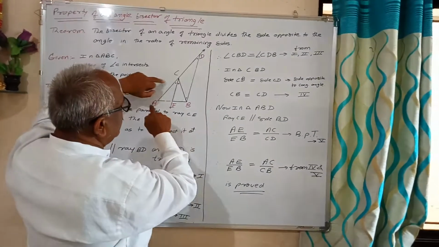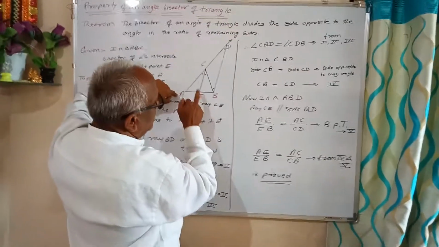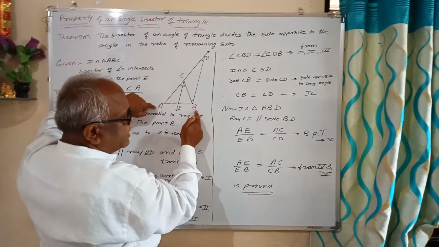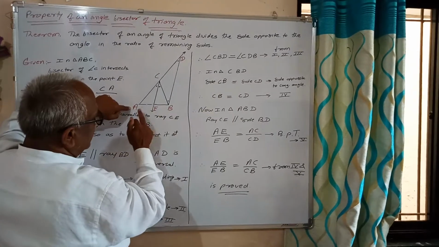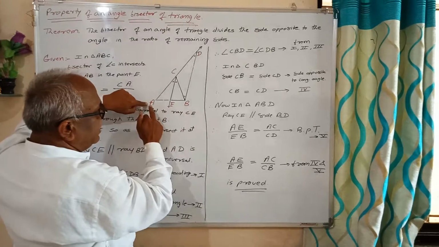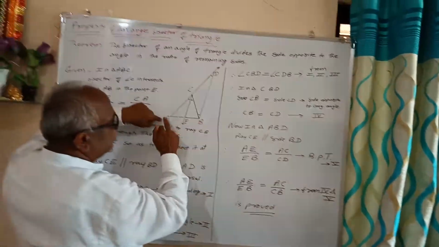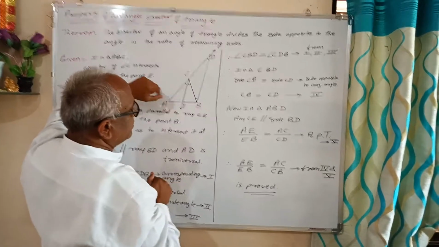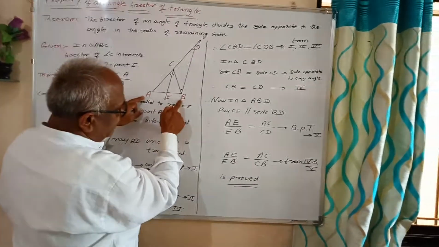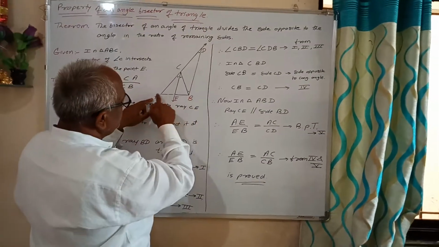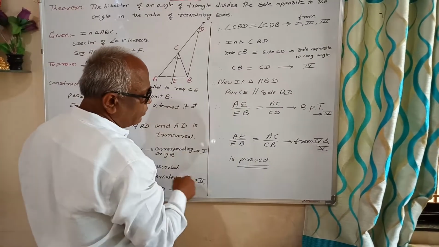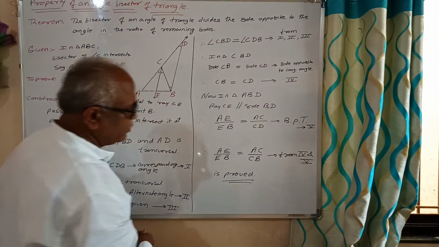Now in triangle ABD, ray CE is parallel to side BD. Then by the basic proportionality theorem, we can say that AE upon EB is equal to AC upon CD. That is by basic proportionality. Now AE upon EB is equal to AC upon CB. That is from equations 4 and 5 we get the proof. So it is proved here.